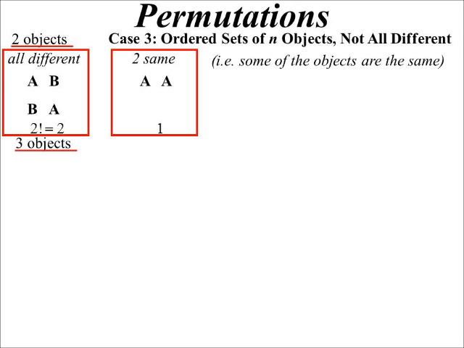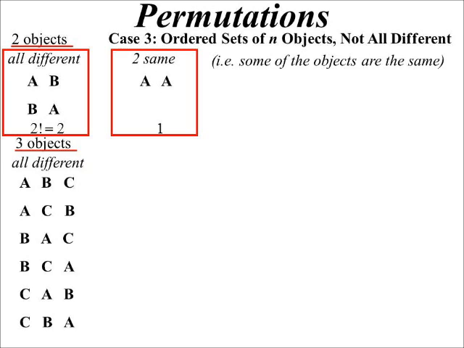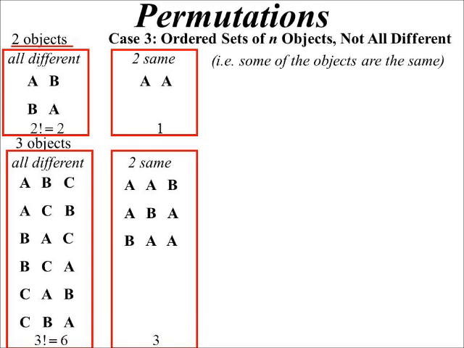Let's have a look at 3 objects and see if a pattern emerges. So if they're all different, 3 factorial, 6 different ways. So ABC, ACB, BAC, BCA, CAB, CBA. Now, if 2 of them are the same, it comes down to 3. So I've made 2 of them A, so AAB, ABA, BAA. So in the first one I went from 2 to 1, and in the second one I went from 6 to 3. We had two ideas. One was divide by 2, one was subtract 1.